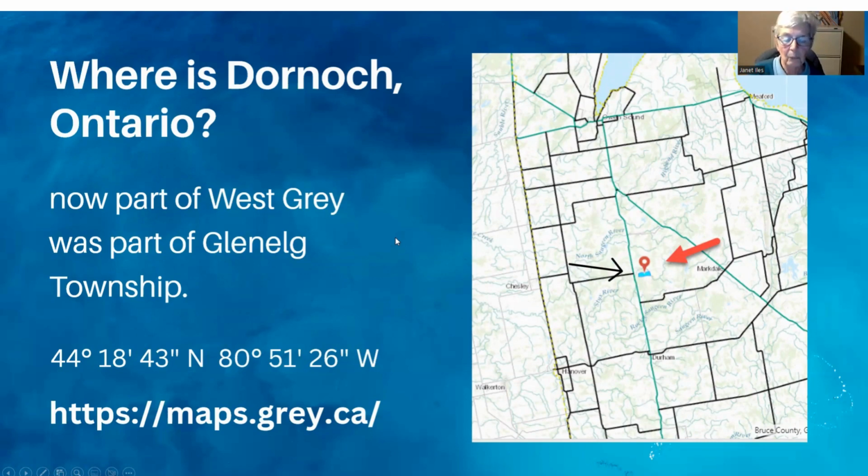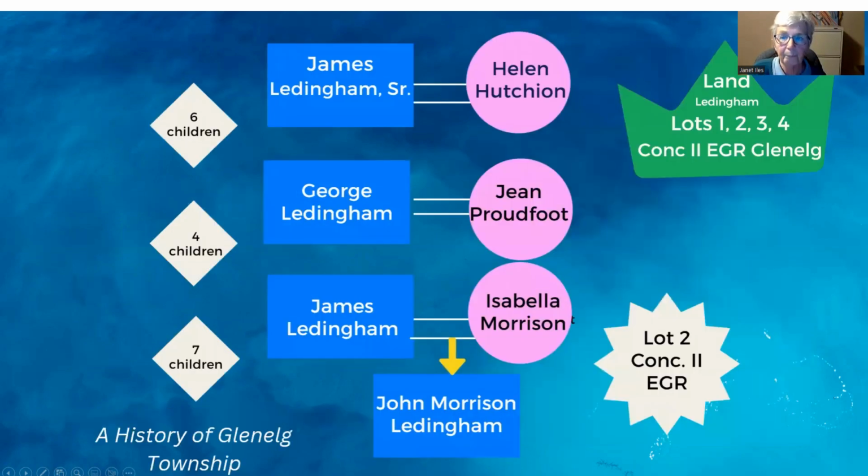This map was created with the GIS maps of the Grey County, and your county may have done something similar as well. The history of Glenelg Township has information on the Lenningham family, and they were longtime residents in the area. They actually had 4 different lots on Concession 2 east of the Garafraxa Road.